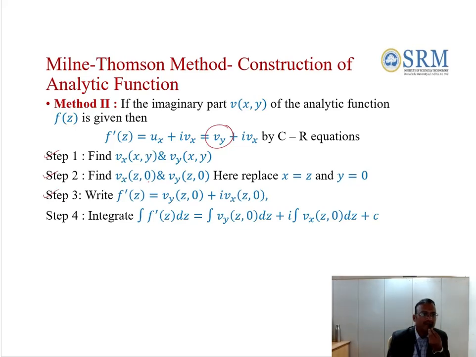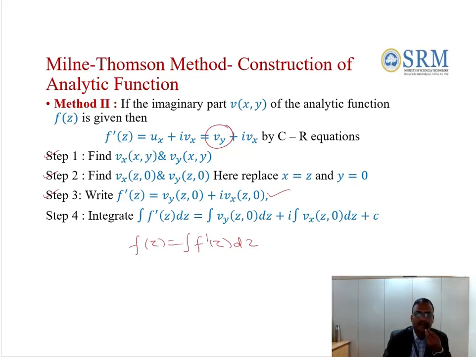Then you redefine your f'(z) in terms of vx(z,0) and vy(z,0). Then you will get f'(z) = vy(z,0) + i vx(z,0). That is step number 3. Then you integrate, because f' is known. If you integrate this f'(z), then we will get f(z). Therefore f(z) is the integral of f'(z) dz, which equals the integral of vy(z,0) dz plus i times the integral of vx(z,0) dz plus the integrating constant c. That gives the required analytic function.